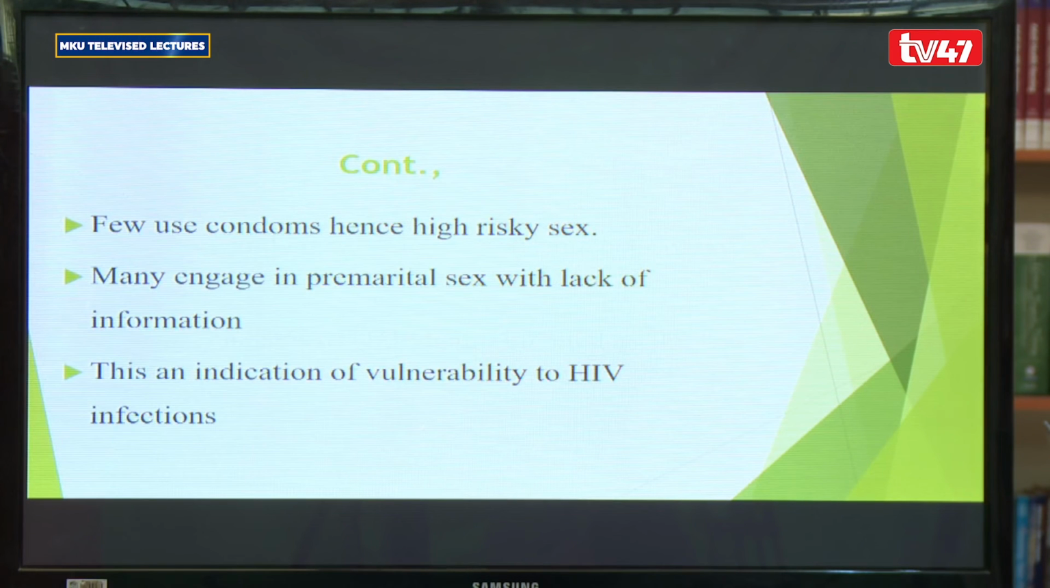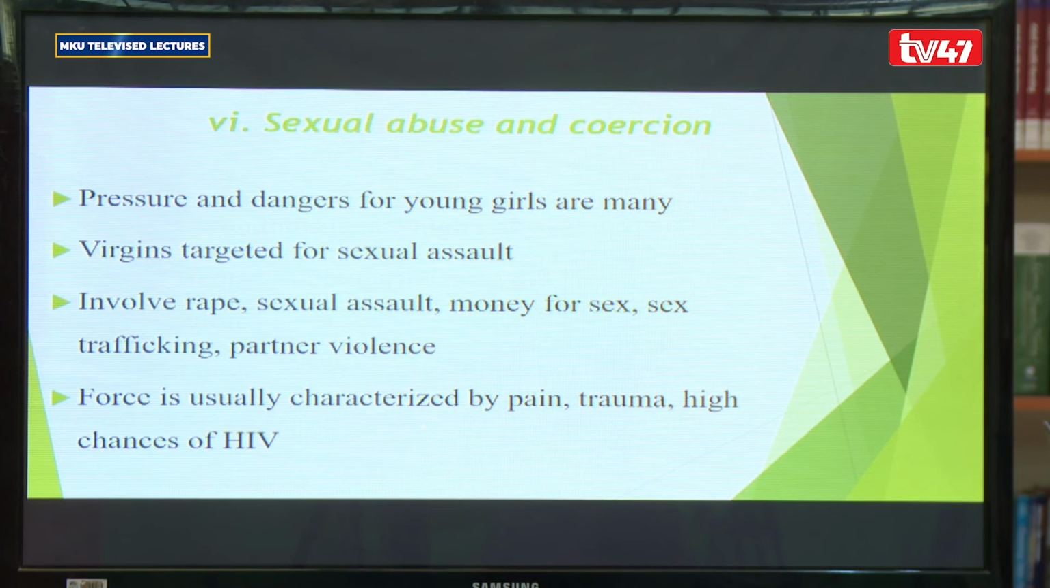Few use condoms, hence high-risk sex. If there is no use of condoms, it means there's high-risk sex. Many engage in premarital sex with a lack of information. They just enter into the act without prior knowledge, and that is also a problem. The other one is vulnerability to HIV infection. People are more vulnerable if the immune system is low, among many other factors.